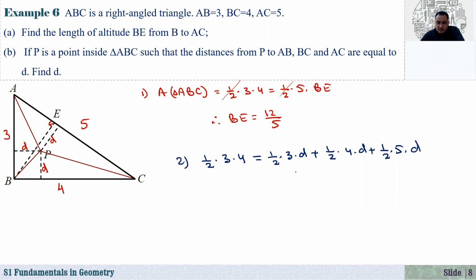And see here on the right hand side, 1 over 2 is a common factor, and I can just divide both sides by 1 over 2. So these 1 over 2s, they are all gone. So now if you simplify the left hand side, that's equal to 12. On the right hand side, 3D plus 4D plus 5D, that's equal to 12.